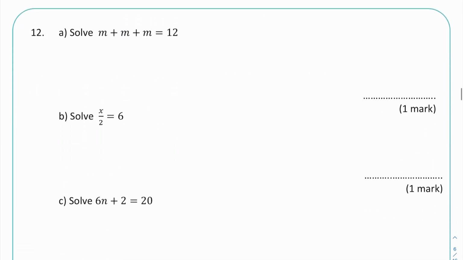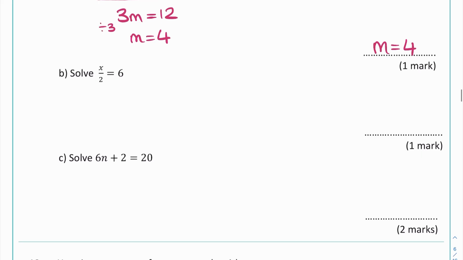So we've got some solving equations. So this first one, m plus m plus m is 12, and you can use a logical approach to that. You could collect like terms, and you could say, okay, well, 3m equals 12. And then we hopefully know when doing that, divide by 3, and we get m is equal to 4. So there's our final answer, m equals 4. Or we could just put the number 4 for this one.